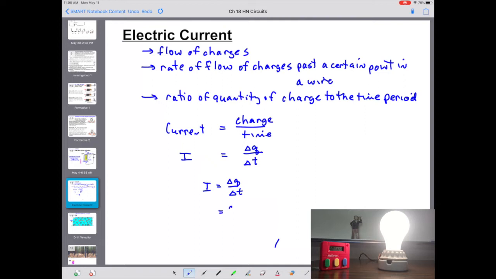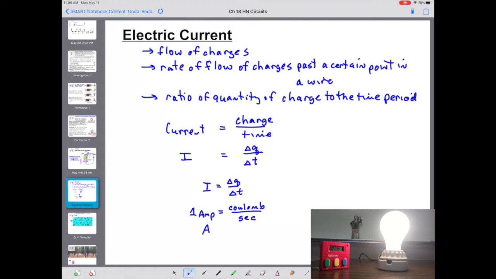In units, you have charge in coulombs, you have time in seconds, and a coulomb per second is an amp or an ampere. The symbol is just the capital letter A. So if you have a current of 1 amp, you have 1 coulomb of charge flowing past a point in a wire each second.